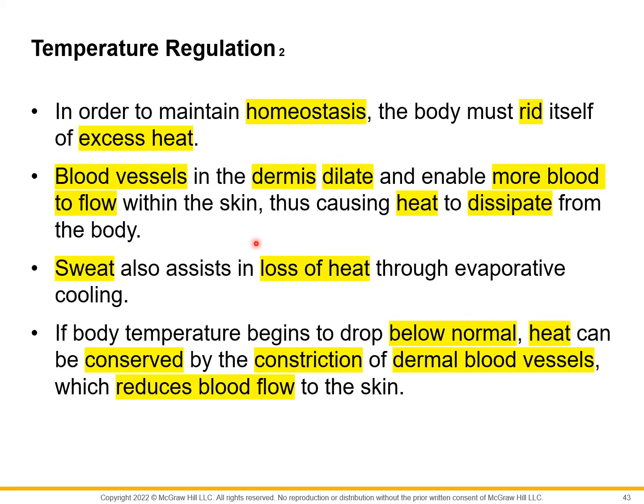Sweat could also help with the loss of heat. So since sweating leads to the production of water on the surface of our skin, that could also help with cooling us down. Now, kung kabaliktaran naman, no, if body temperature begins to drop below normal, so kung halimbawa masyado ng malamig, heat can be conserved by the constriction of dermal blood vessels, which would reduce blood flow. So constriction, meaning sisikip or kikitid daw yung daanan ng blood natin para mabawasan yung blood flow. So that's one of the ways on how our body could, ayun nga po, could conserve heat kapag masyado namang malamig.